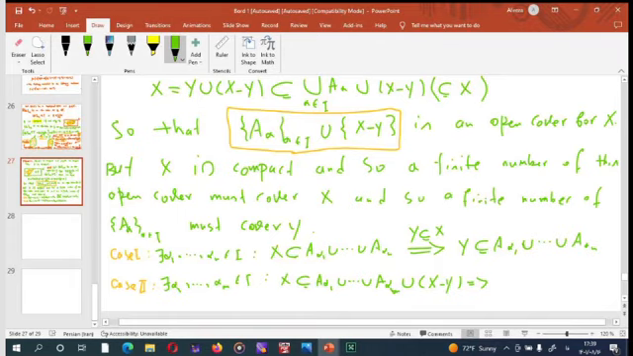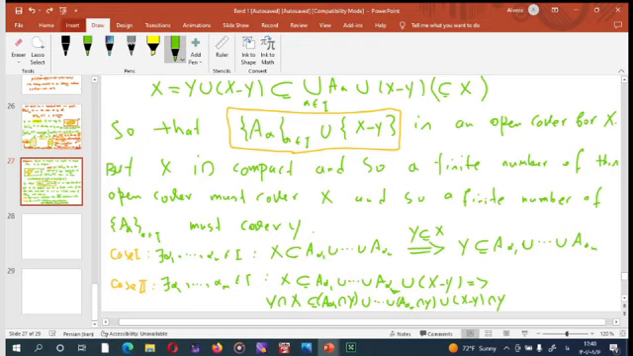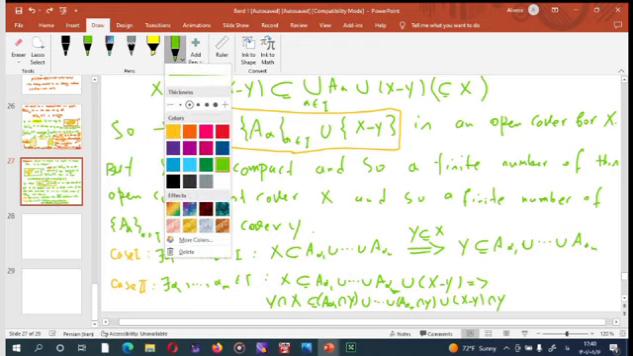Sorry, in this case we see that this intersection is a subset of A alpha 1 intersect Y, union A alpha n intersect Y. And finally this set intersect Y is the empty set. Okay, this is the empty set.